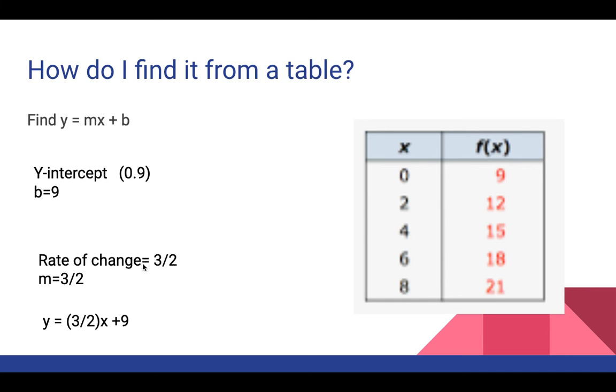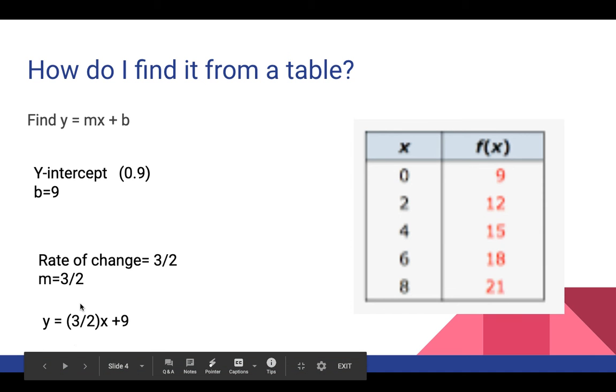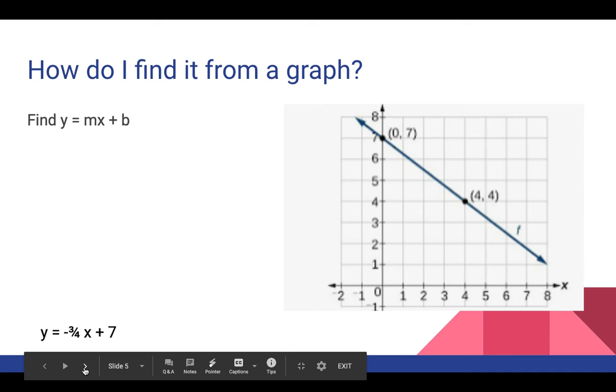My slope, my rate of change, is 3/2 because it's increasing by 3 on the y side and increasing by 2 on the x side. So my m is 3/2. So my function is y = 3/2x + 9.